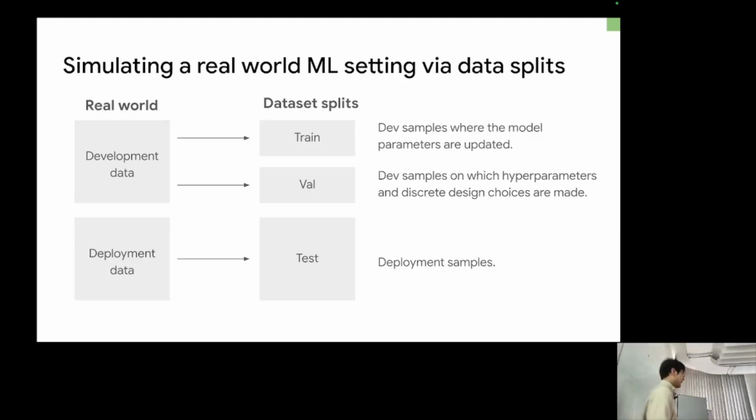So that's the typical way the train/val/test is split. Given development data and deployment data, which is the real world situation, we map these into datasets. And that's how you build an evaluation benchmark. So actually the train and val belong to the development data, and the test data is supposed to be more like the deployment scenario.